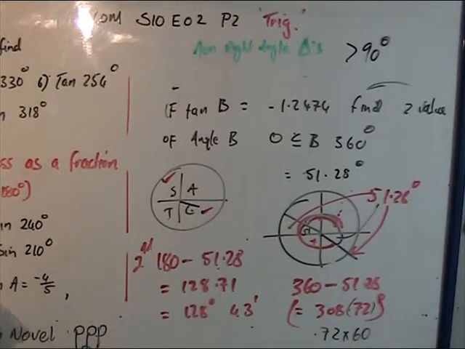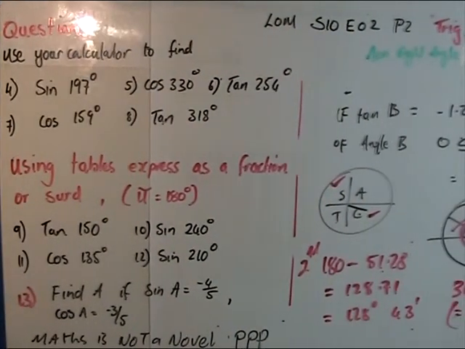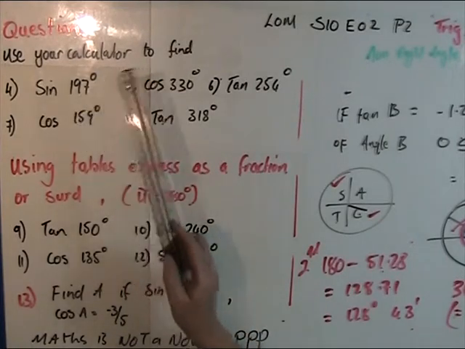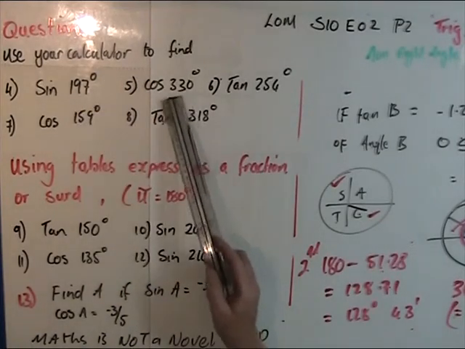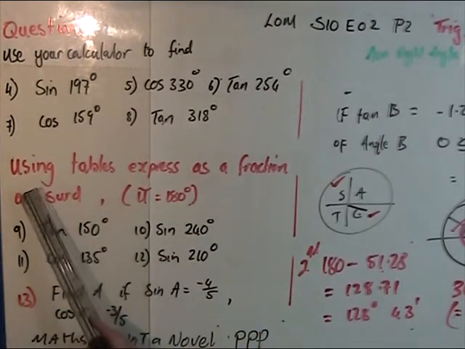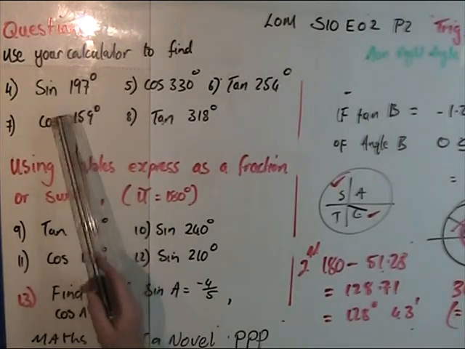Okay, now let's just have a look at the questions. Oh, that was pretty quick. So this is non-right angle triangles, and let's have a look at these questions here. Use your calculator to find sine of 197. Now you have to work out your quadrants here, take them away from each of the quadrants wherever they're in. You know how to do this. You can use your calculator to solve that.